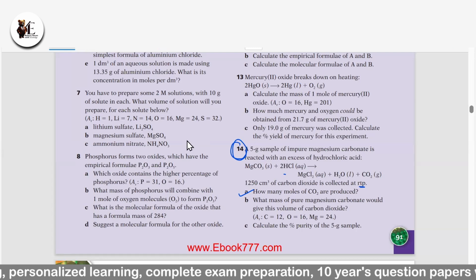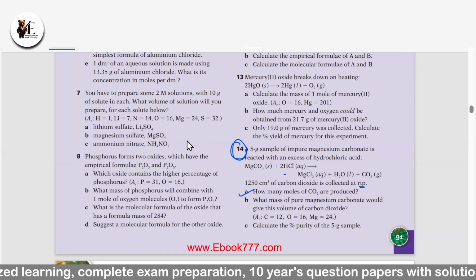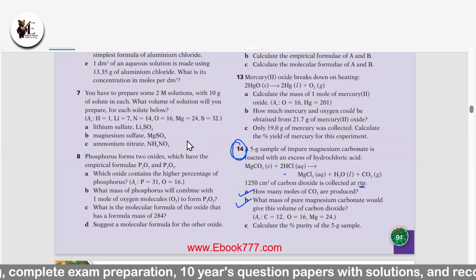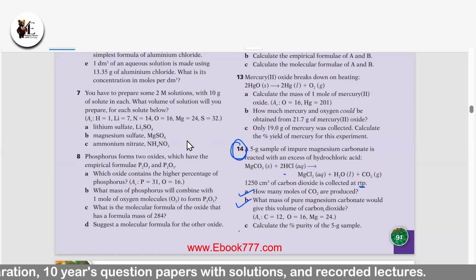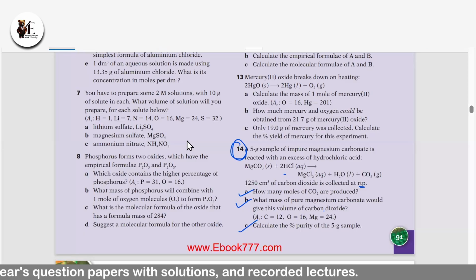Okay. So you have to use the formula and then use the stoichiometry of the reaction. What mass of pure calcium carbonate would give this volume of carbon dioxide, and calculate the percentage purity of this 5 gram sample. Try to solve it and we'll discuss it together.